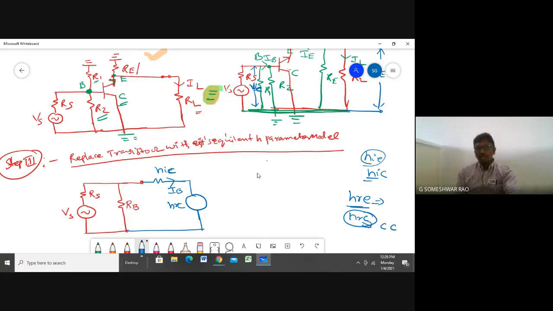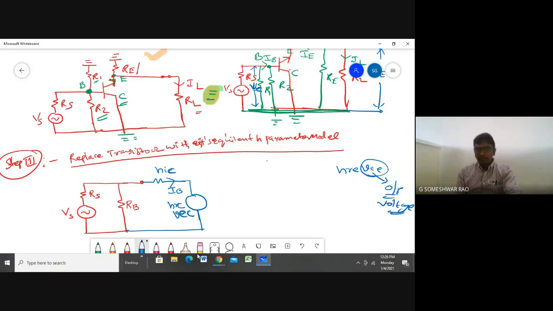So what is V2? Actually, it is nothing but HRE into VCE, for a CE configuration. Let me write once again. I'm always comparing with CE. Here, what is the component that we are writing? HRE into VCE. What is this VCE? Can I say output voltage? What is the output voltage here? VEC, we have to write VEC, not VCE.